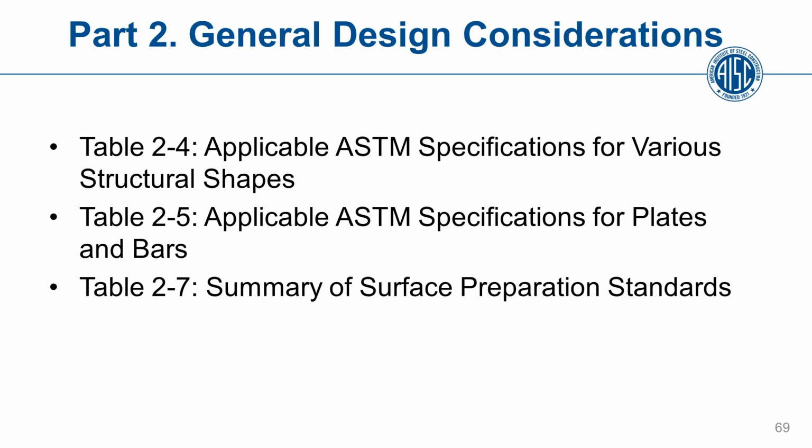There are also some general design considerations in Part 2. Table 2-4 is the ASTM specification for various structural shapes. Table 2-5 has the ASTM specifications for plates and bars. And Table 2-7 is a summary of surface preparations. We'll go through some of these at this point.